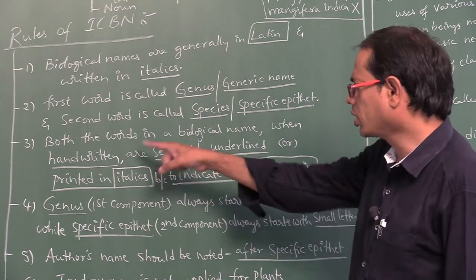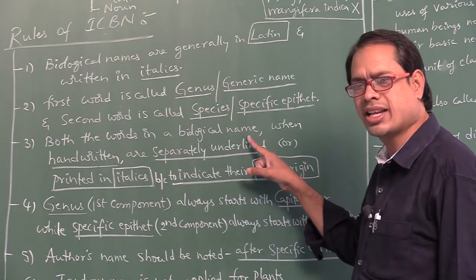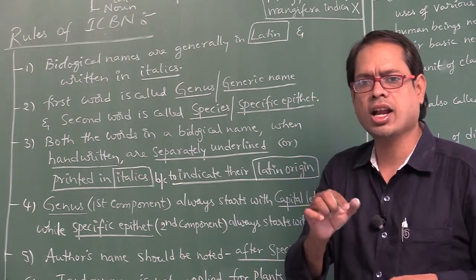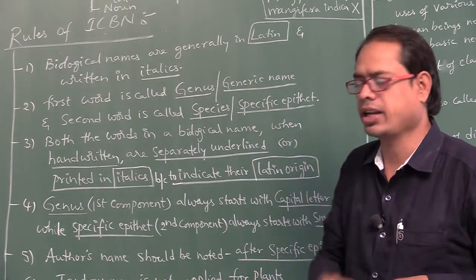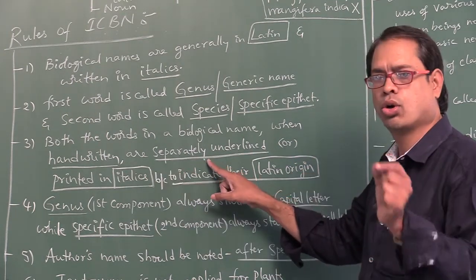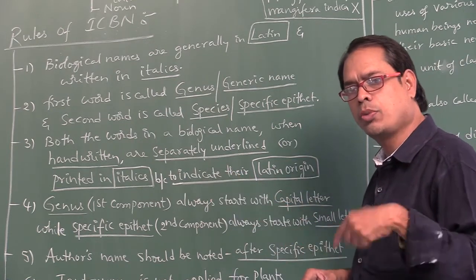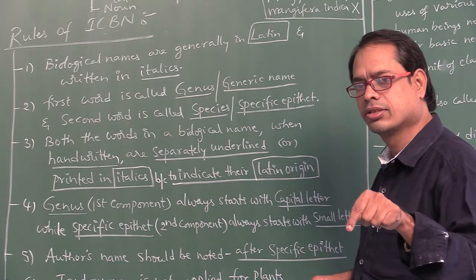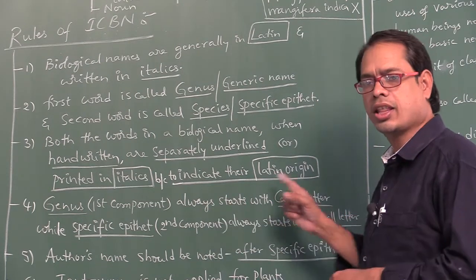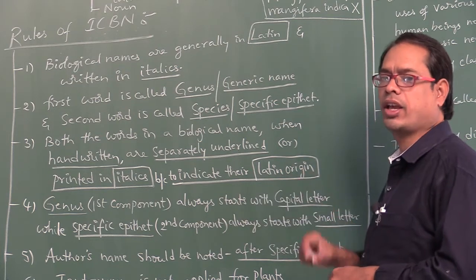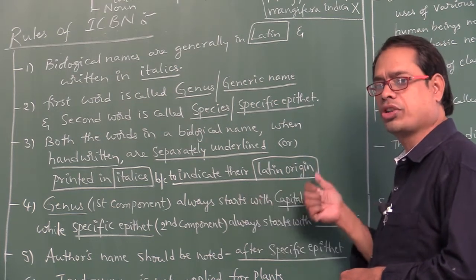So both the words in a biological name or scientific name, when they are handwritten, should be separately underlined. Don't say combinedly underlined. When they are printed, those should be in italics. Why? Because to indicate their Latin language, to indicate their Latin origin.